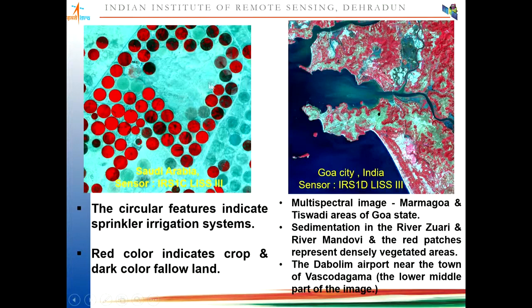Then here this is again circular features which indicate the sprinkler irrigation system, usually found in dry arid regions. The red color indicates standing crop vegetation, standard false color composite, and darker ones indicate fallow fields. The bright cyan tone is sand, and the ones with the dark areas are fallow with moisture content.